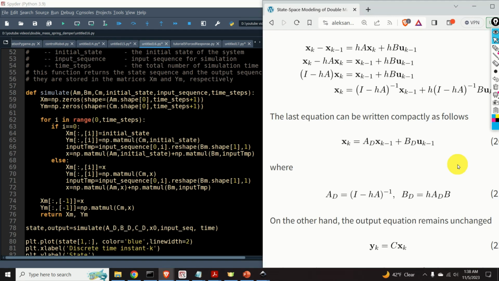Our next goal is to simulate the discretized model, that is, to simulate this equation. And here's the function I wrote that achieves this goal. This function accepts input arguments AM, BM, and CM. These matrices correspond to our AD, BD, and CD matrices. Then it accepts initial state, input sequence, and time steps. Then over here, I define two matrices. These matrices are used to store, number one, the state sequence, and number two, the output sequence. And then, in this for loop shown over here, I simply propagate this equation recursively in time.